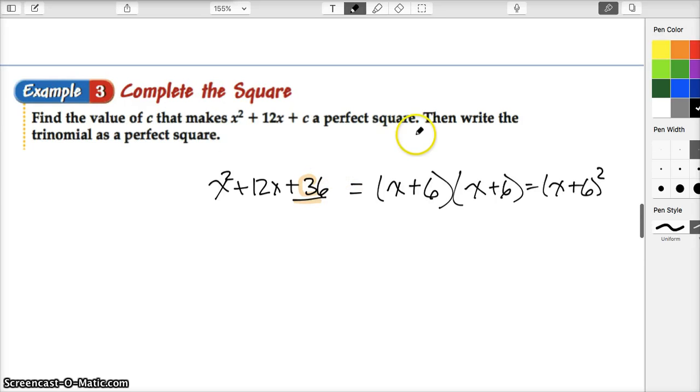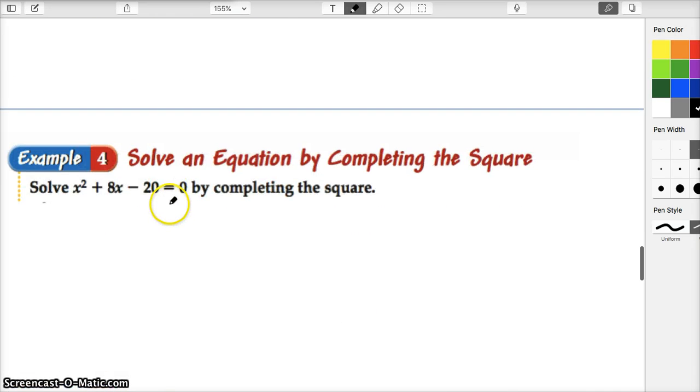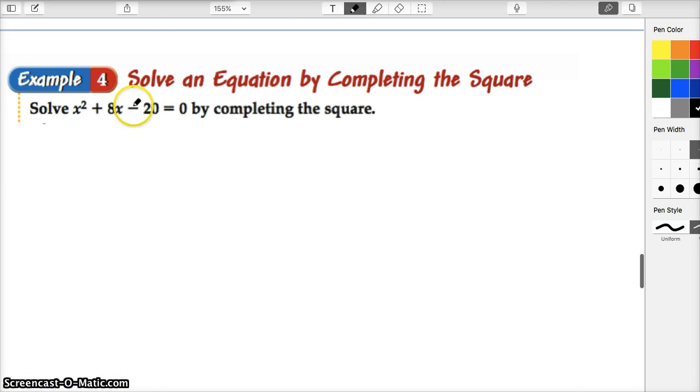So this is all we need to do. Yay, let's do example 4. Example 4, we have solving this equation by completing the square. They do not want me to solve it by factoring, so we know that this is not the form we're going to use, but let's go ahead and get started. x squared plus 8x minus 20 is equal to 0.